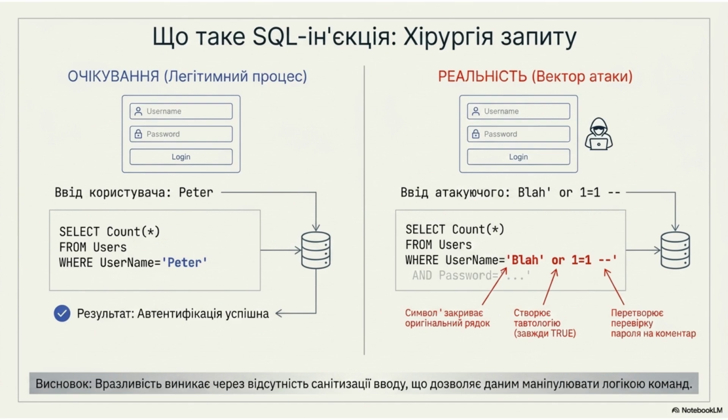A SQL injection occurs when input is not properly sanitized, allowing attackers to manipulate database commands. While a legitimate process expects simple data like a username, an attacker can input malicious syntax to alter the logic of the query and bypass authentication.